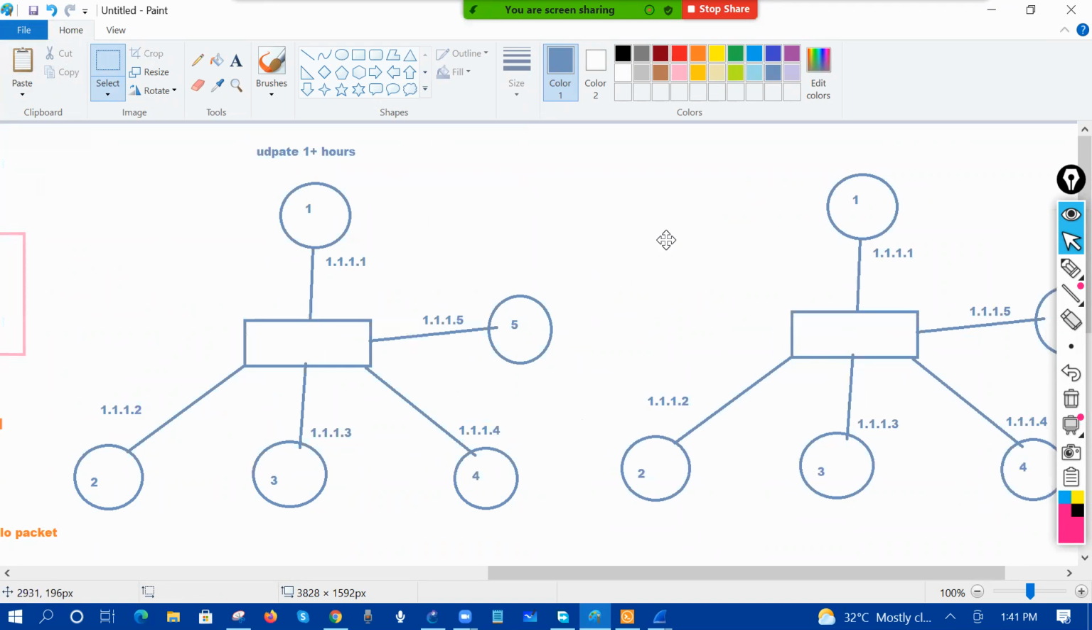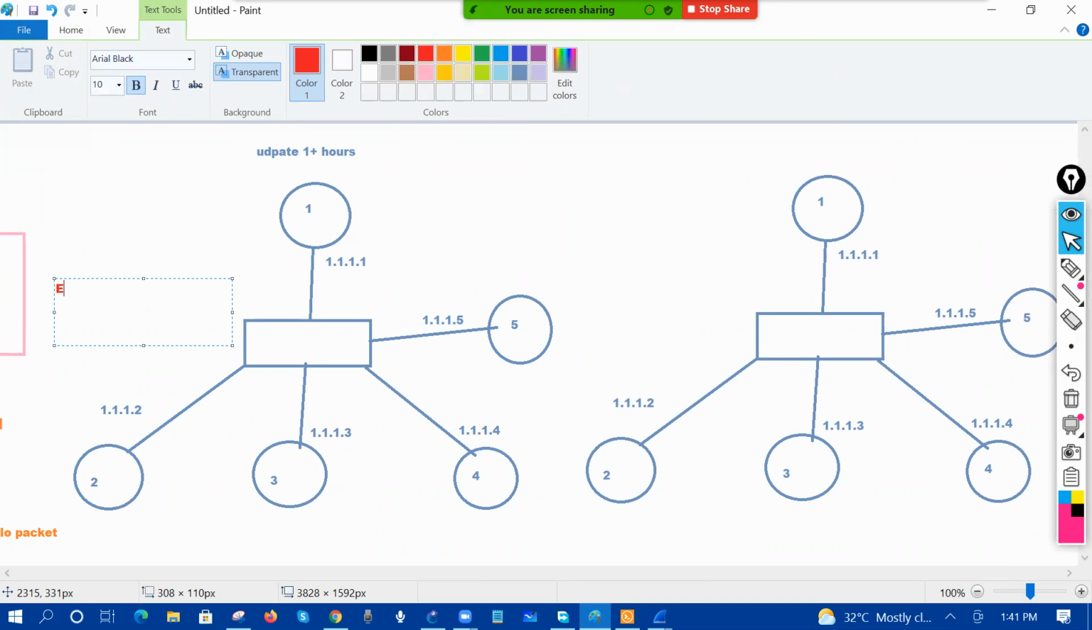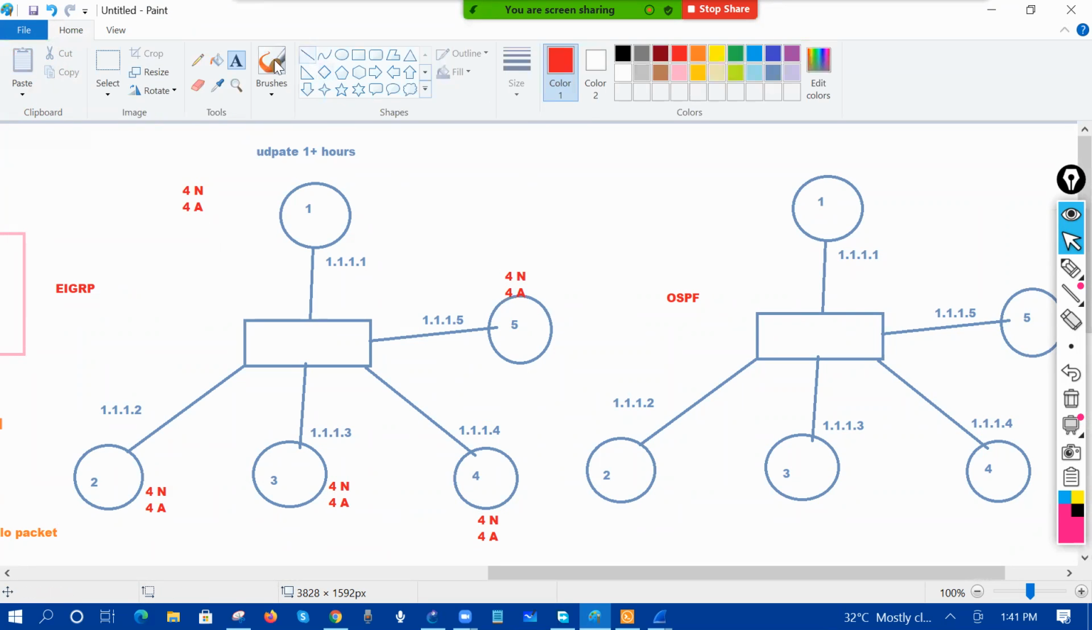Copy paste. Done. So this section is the EIGRP that I'm running, right? And this section is running the OSPF. So in EIGRP, what happened? R1 will have 4 neighborships, right? And 4 neighborships and 4 adjacencies. Same thing, R2, R3, R4 and R5 will have. Because R1 is going to form the neighborship with this guy, this guy, this guy and this guy. At the same time, adjacency: neighborship and adjacency, neighborship and adjacency.